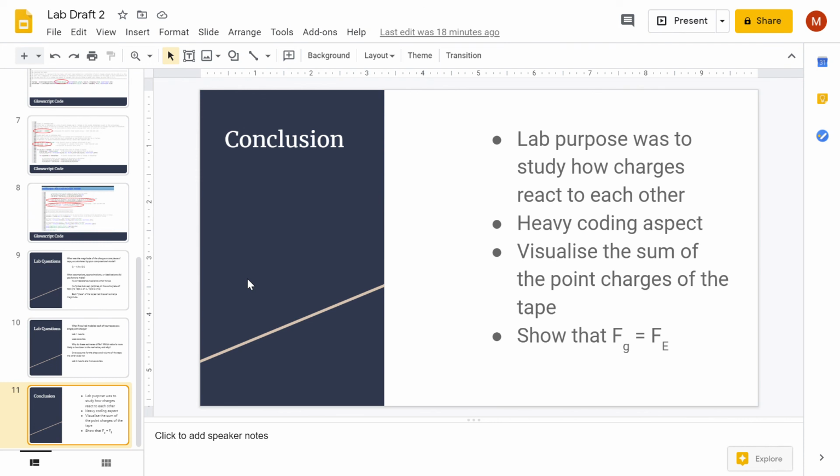Conclusion. So, the lab purpose was to study how charges react to each other similar to the first lab. However, there was a heavier coding aspect to Lab 2. We were to visualize the sum of the point charges of the tape using the model as produced by the GlowScript code, and we also showed that F of G is equal to F of E.